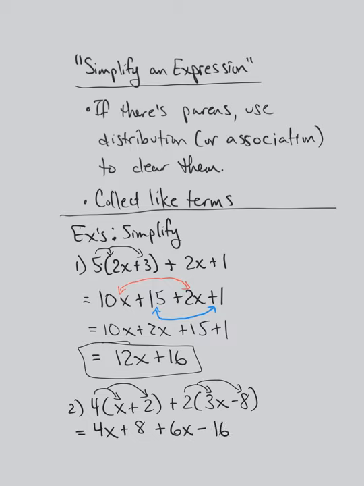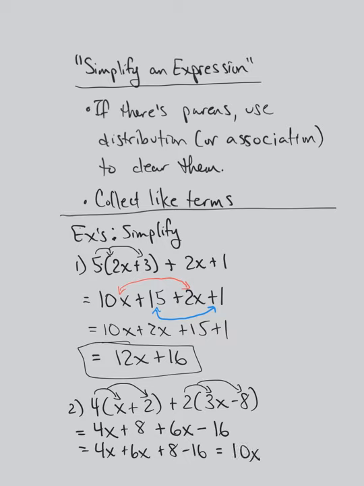And like I say, don't feel like you have to skip steps. I'm kind of skipping that middle step there. So take as many steps as you need to get it right, not to get you through the assignment as quickly as possible. Okay? And so notice that I do have like terms. I have the 4x and the 6x, and then I have the 8 and the minus 16. Okay? 4x plus 6x is 10x.